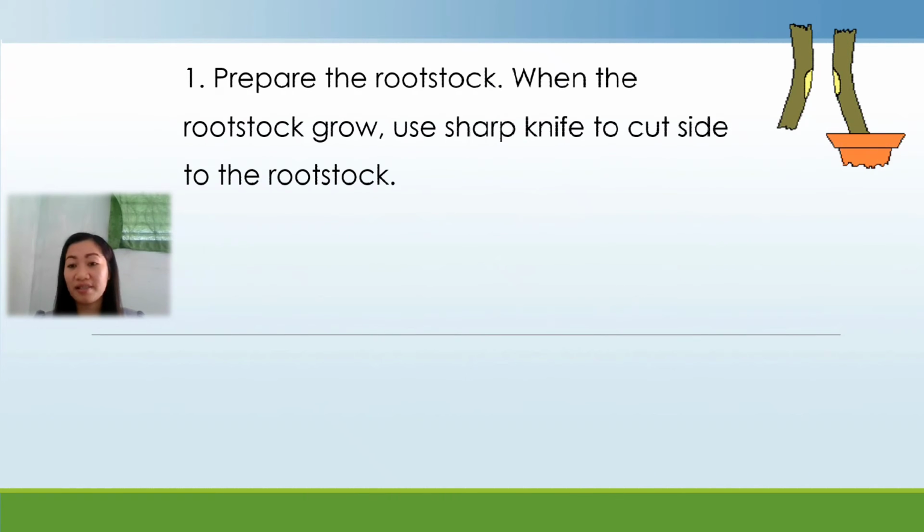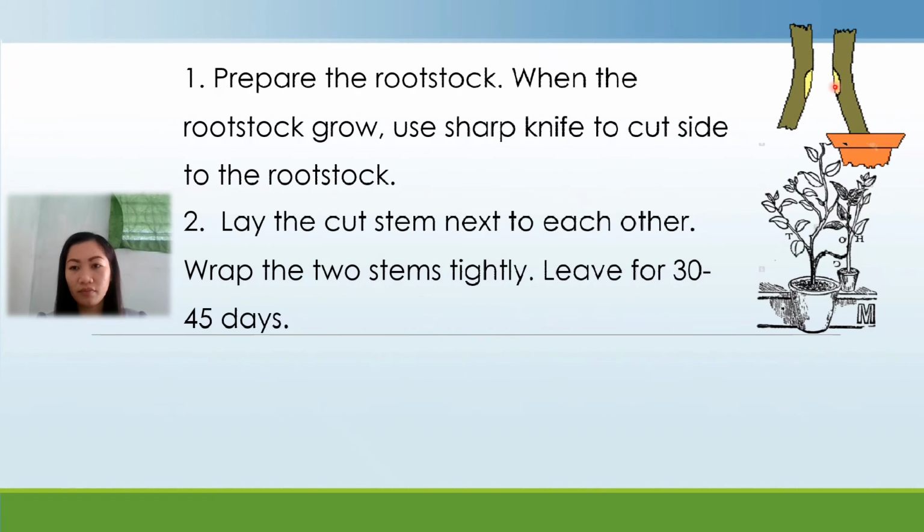So that is inarching. The first step that we are going to do is prepare the rootstock. Again, a rootstock is this one, meaning the stem is attached to the soil or it has the root. So that is the rootstock. When the rootstock has grown, use a sharp knife to cut the side of the rootstock. So this is one. You have to cut it. Next, lay the stems next to each other and then wrap the two stems tightly. Leave for 30 to 45 days. So it's more than a month.